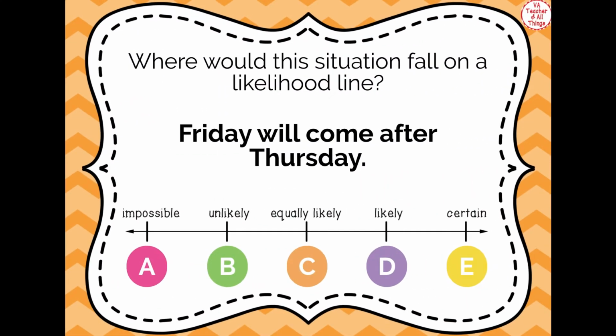And then the last one we're going to do, where would this situation fall on a likelihood line? Okay, Friday will come after Thursday. Well, that is 100% certain, so it has to be E.